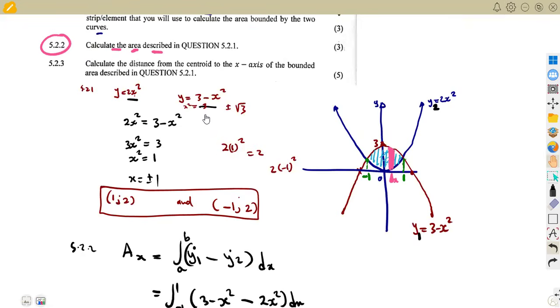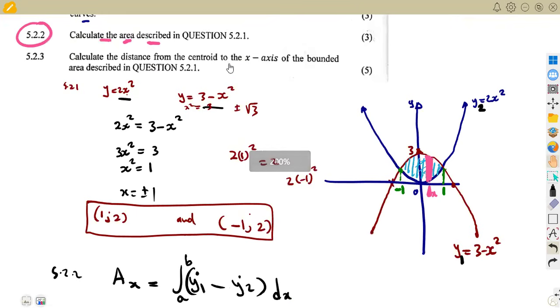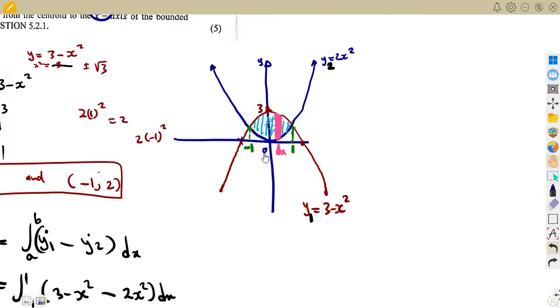Now they're saying, consider this, calculate the distance of the centroid to the x-axis. All right, to the x-axis, what are we calculating there? We are calculating y, that is the value of y. From the x-axis, we are calculating y bar. So in order for us to have that y coordinate, we are supposed to have the area moment.